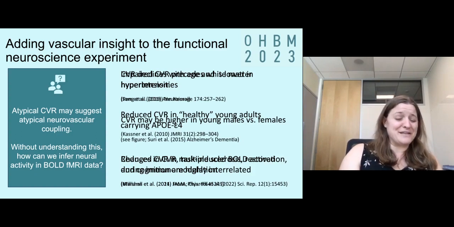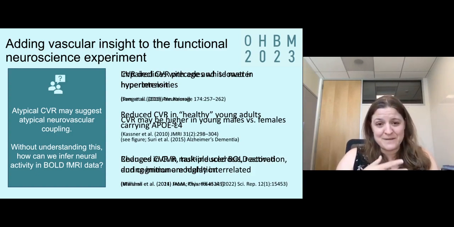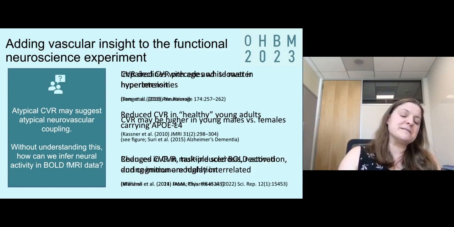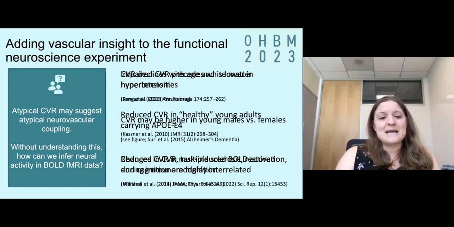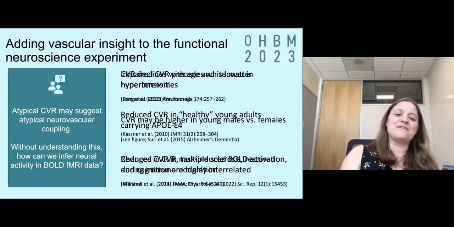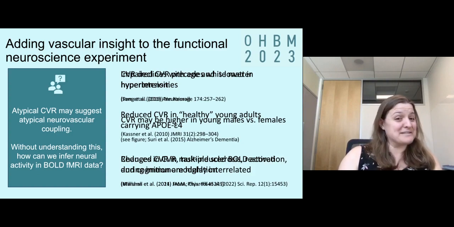On top of that, CVR just declines as you get older. It declines with age. It's lower in hypertension, which many older adults have. So if you're studying an age-related disorder or disease, you may have these effects going on in the background. It may be different between sexes. And it does raise this question. Atypical vascular reactivity suggests potentially atypical neurovascular coupling. So if we don't understand that neurovascular coupling, how can we actually infer neural activity from our BOLD fMRI time series? And so that is an active question.